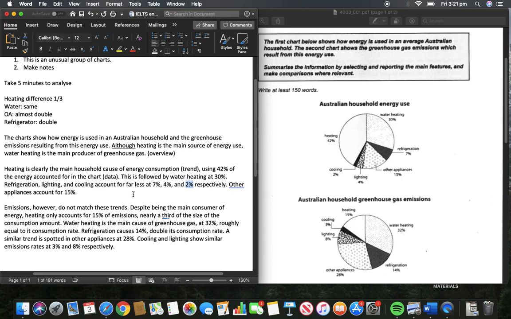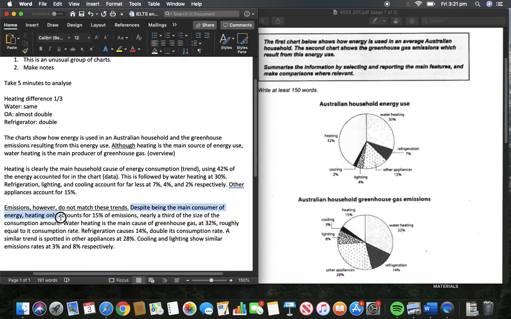Okay, now I'm getting into the second part, which is here. Emissions, however, do not match these trends. Now what I've done here is my first sentence is basically telling you, now we're going to talk about emissions, and it's an extra powerful sentence because it's pointed out these trends are different from the previous one. So it's really nice. This paragraph talks about the energy use trends, and then this paragraph nicely transitions to the greenhouse gas emissions.